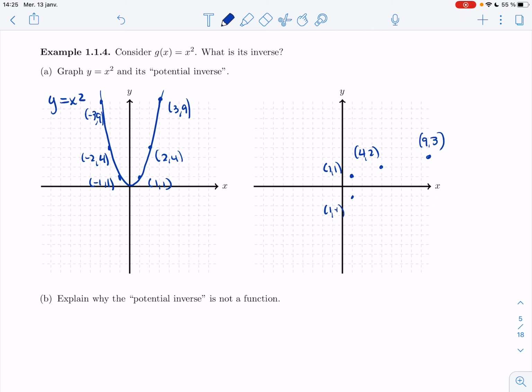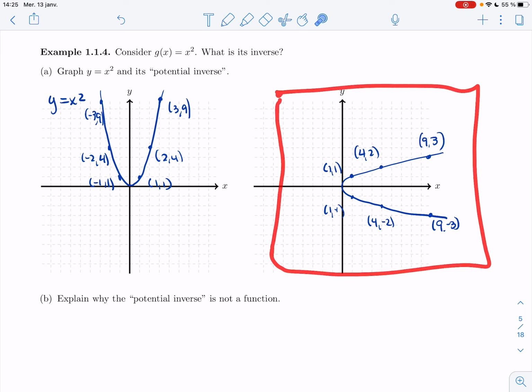1, minus 1, 4, minus 2, and 9, minus 3. And so here's the graph that I have. All right, so this would be the candidate for the inverse of x squared.